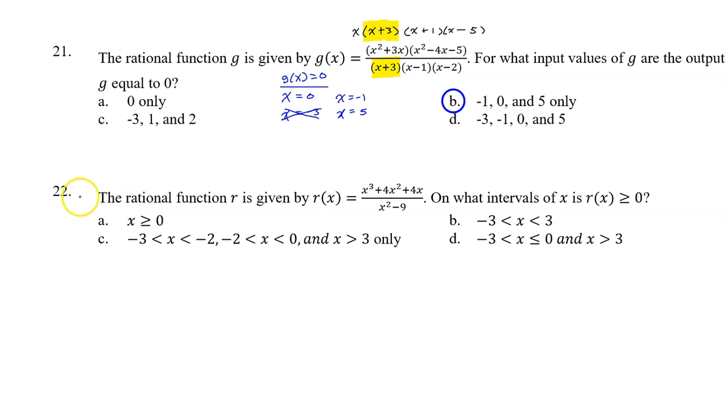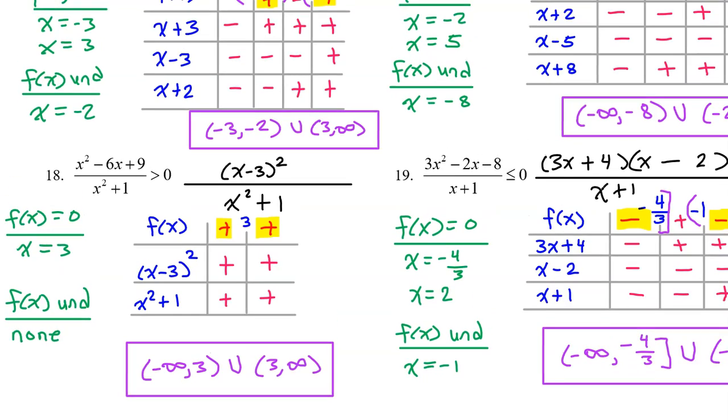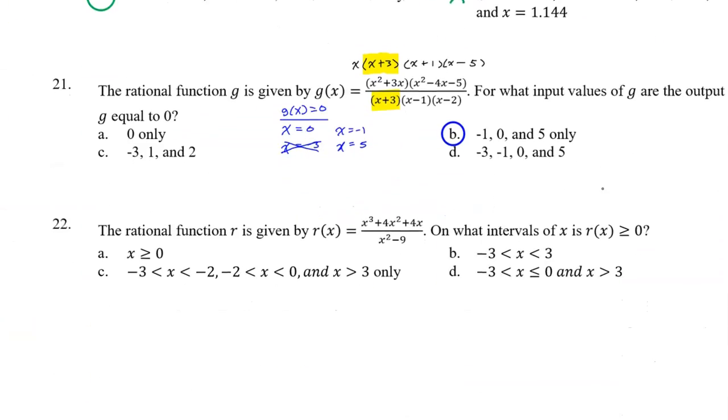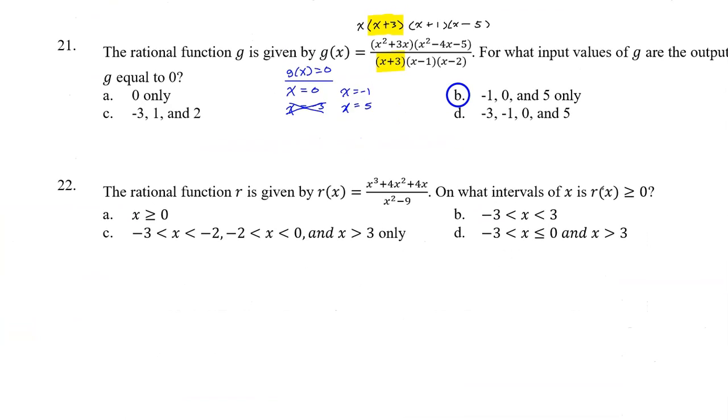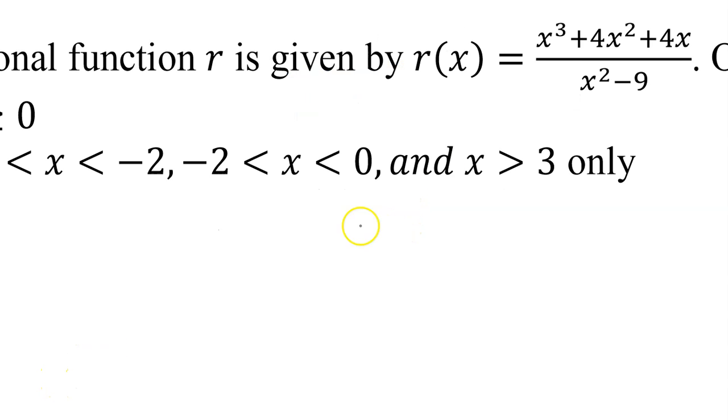Last one. Number 22. The rational function r is given by r of x equals this expression. On what intervals of x is r of x greater than or equal to 0? Alright, this is just like the many problems that we did up here. But first we have some factoring to do. Every term in the numerator has an x in it. So let's start by factoring out the x.